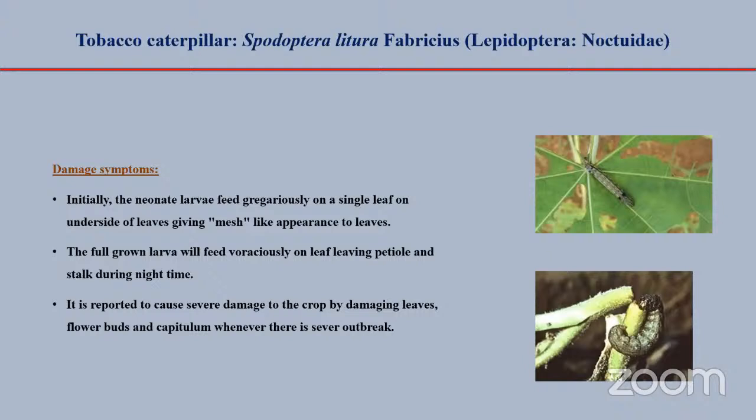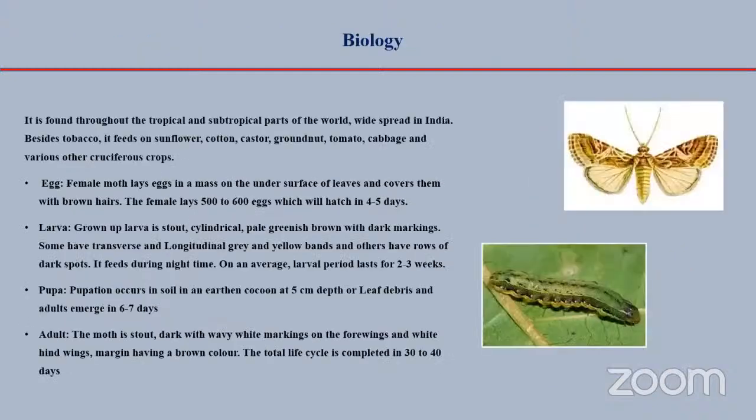And also it is being reported that these pests are known to damage these crops in the leaves, flower buds, and they also affect the capitulum whenever there is a severe outbreak of this pest. So the main symptom is defoliation. At first it will be skeletonization, then it will be defoliation.